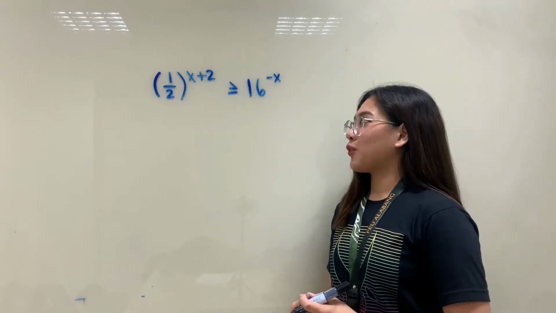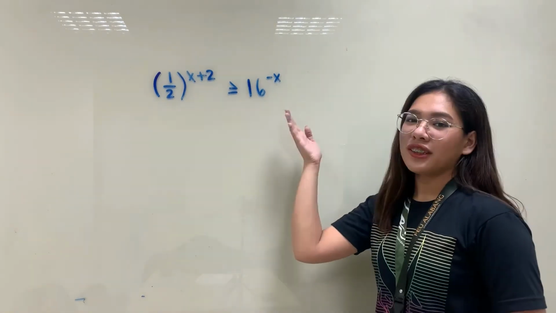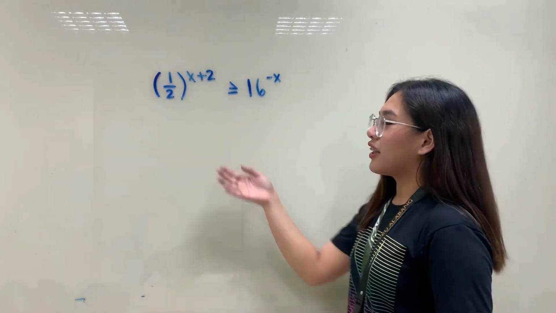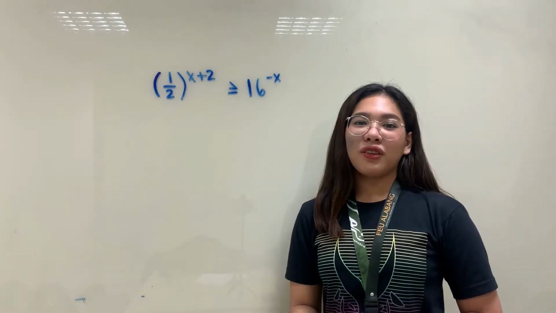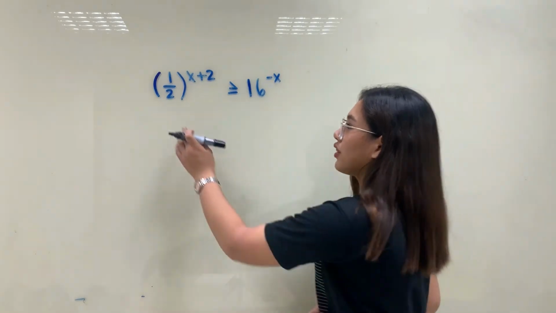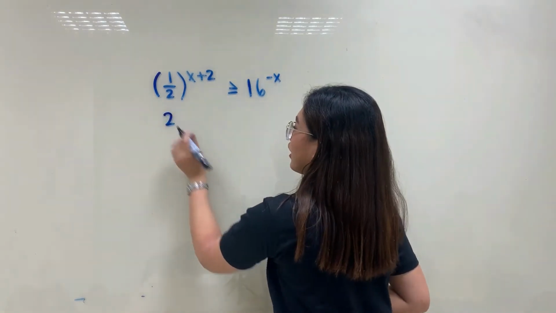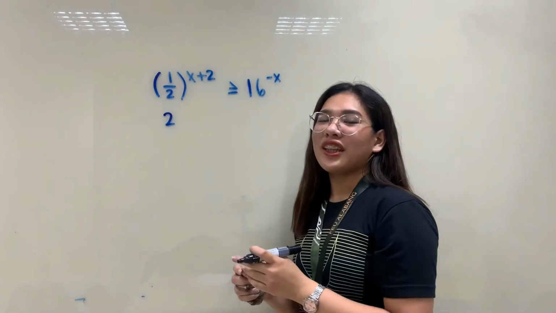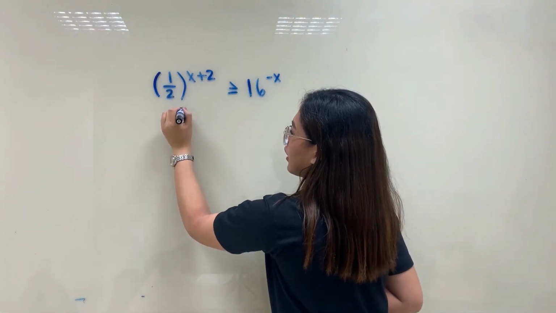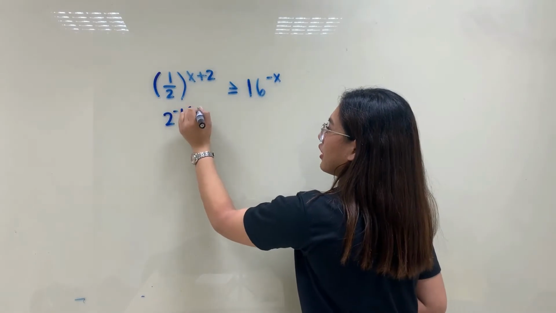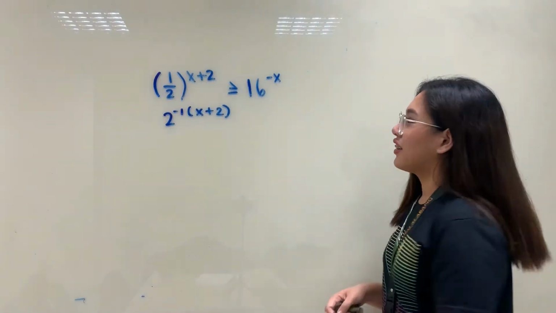For example number 2, we have here 1/2 raised to x plus 2 is greater than or equal to 16 raised to negative x. In here, we have a fraction which we could make into a whole number by using one of the laws of exponents. The denominator will be the base, and we need to use a negative exponent, which is negative 1. Then copy x plus 2 that came from here.